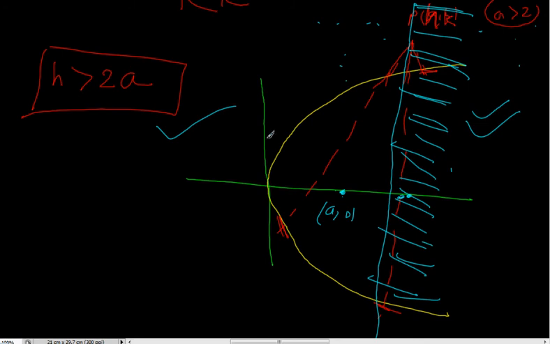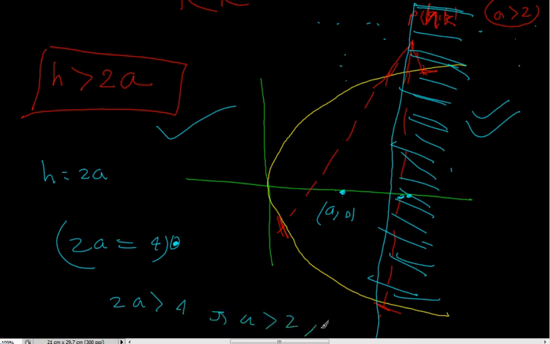For this problem, actually, your H is equal to 2A. This A is different from the earlier one, and actually your 4A is equal to 4. Here 2A is equal to 4. The equation is y square equal to 4x, so the coefficient is 4. It means your H, meaning 2A, should be greater than 4. It means A should be greater than 2. Okay, that's all.